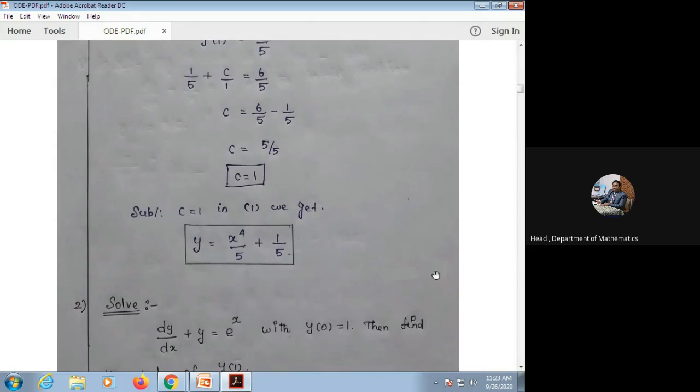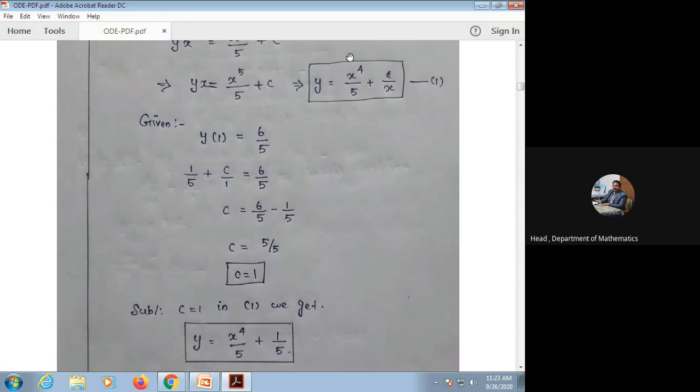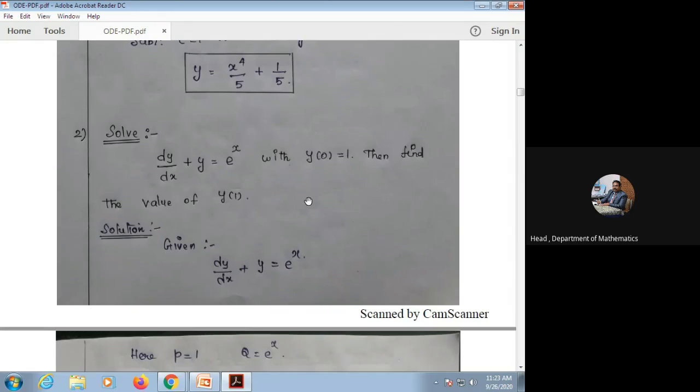This is the solution of the given first order equation. How to find the y solution, then how to find the constant value by using the initial conditions. That's all. Then move on to the next problem.